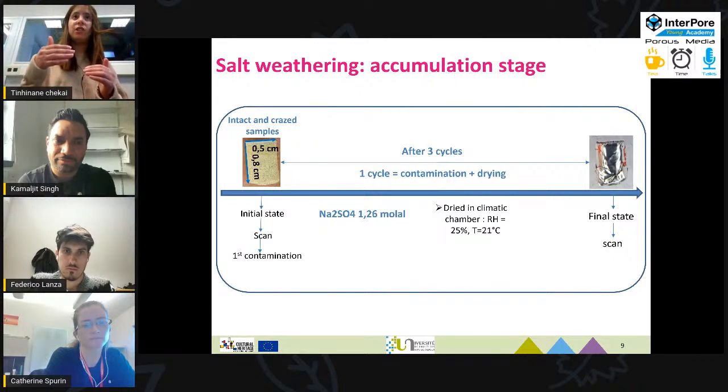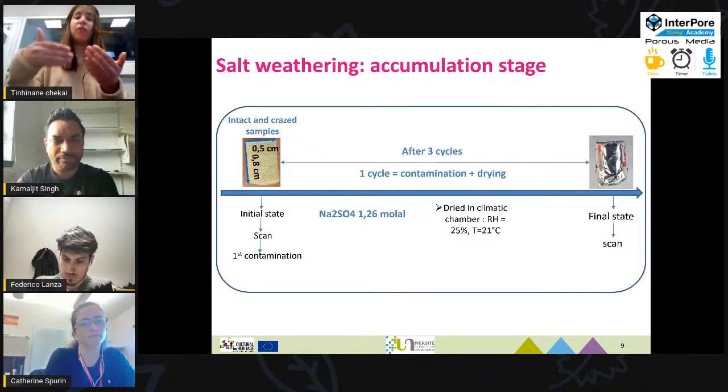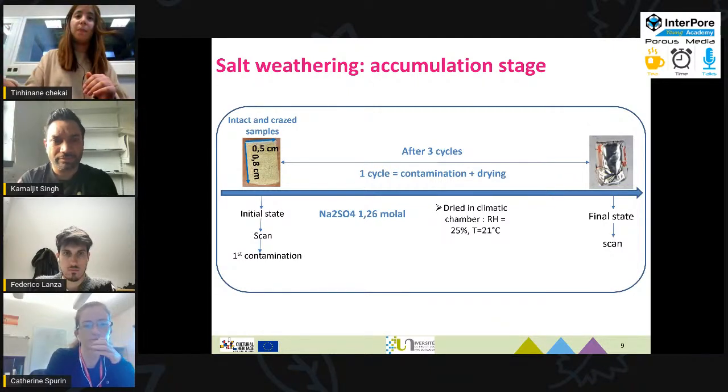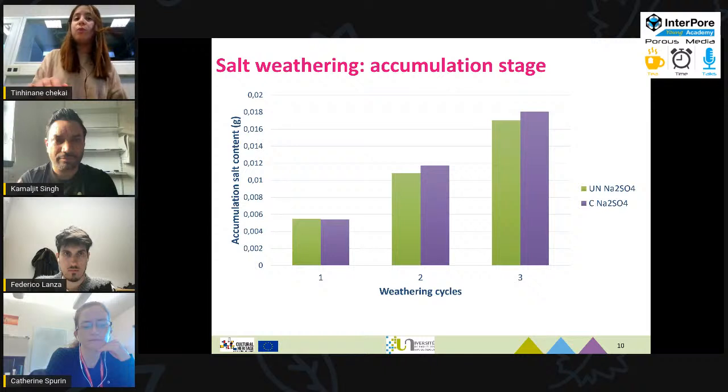Before each cycle, we conduct a scan in order to compare the state of the sample before each cycle. Also, we weighed the samples so we could easily see that there is salt accumulating inside, in which we have a bit more for the crazed samples.